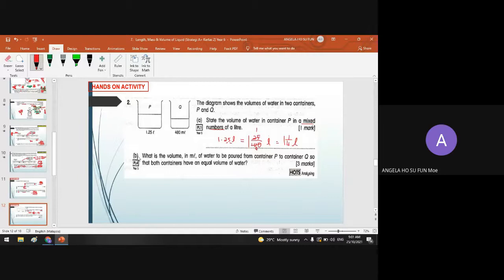How about B? Now, what is the volume in ml? First of all, you need to circle what they want, the unit, in ml. The water to be poured from P to container Q so that both containers have an equal volume of water. You can see the water in container P is more than Q. How much extra water from here do you need to pour into Q so that both containers have the same volume of water?